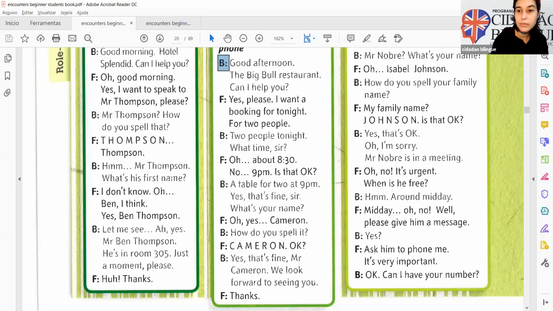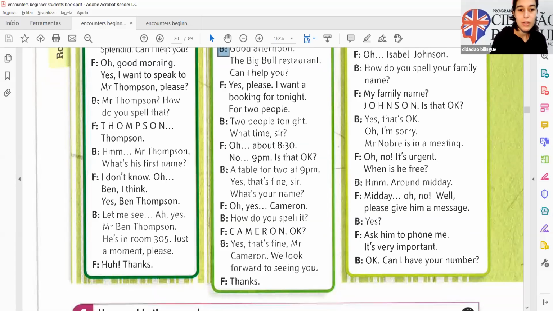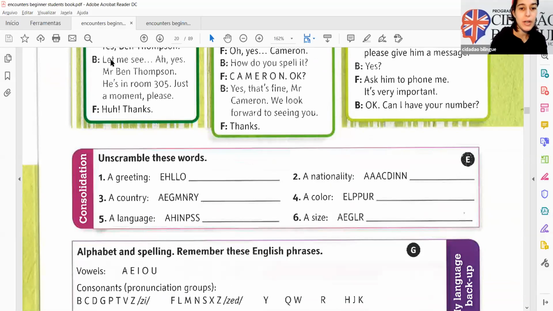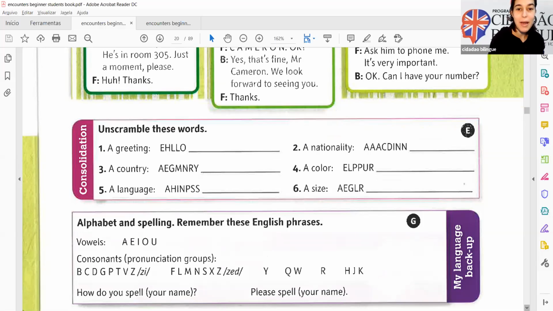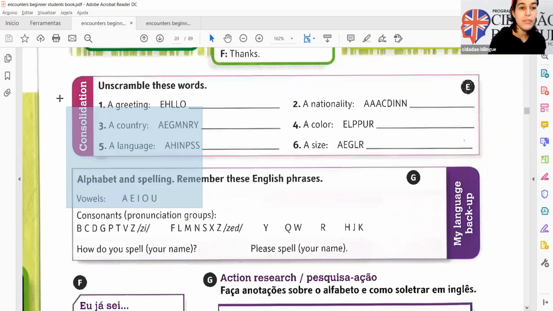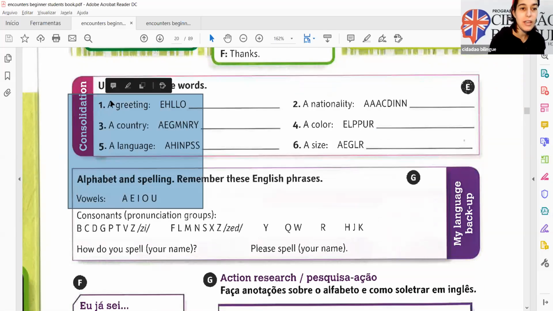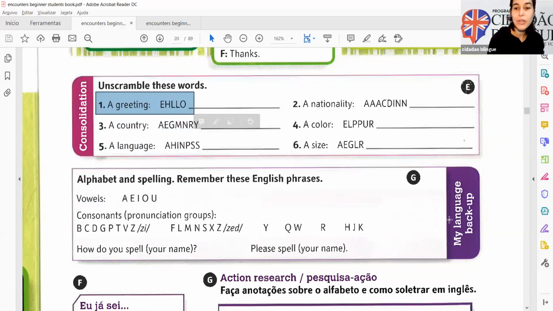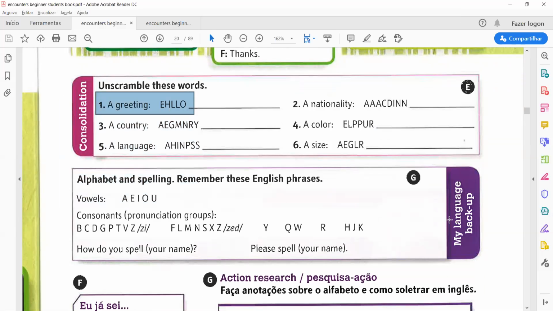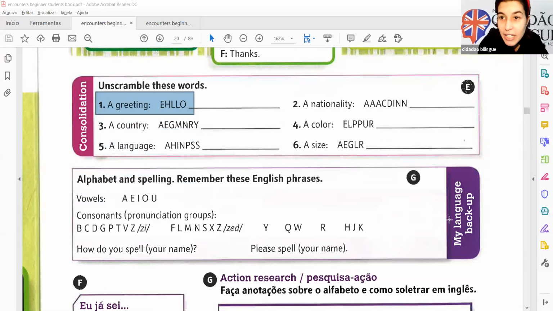Okay, so now, let me see. We are going to continue. We have these words, right? And we have to unscramble them. Unscramble, desembaralhar, okay? Unscramble these words. So our first word is a greeting, okay? Bianca, do you know what word it is? Hello, very good. So you guys write down that the first one is a greeting and is hello.